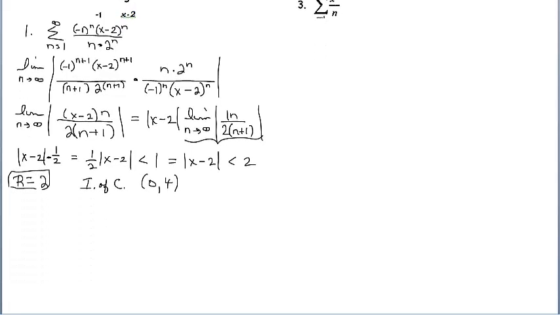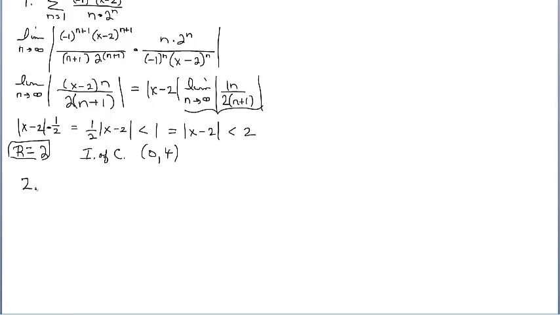Okay, example 2. All right, so example 2 is given to us in expanded form, and then we do have an expression for the nth term. So we're going to go ahead and set up the ratio test with that nth term. I'm not going to rewrite it here. It's on your paper.